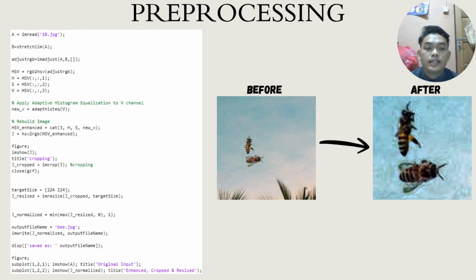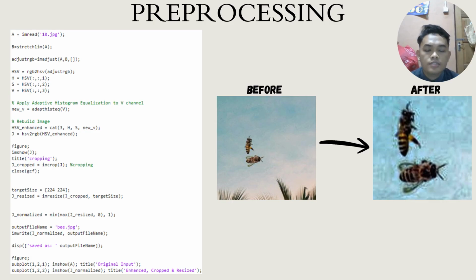For the pre-processing technique, first, we enhance the contrast using stretching and intensity adjustments. This helps expand the useful range of pixel values so the image becomes clearer, especially if the original image is too dark or too bright. Next, we convert the enhanced image from RGB to HSV color space. This is used because it can separate the brightness information from the color components. After that, we apply adaptive histogram equalization to the V channel. This step increases local contrast and brings out hidden details.